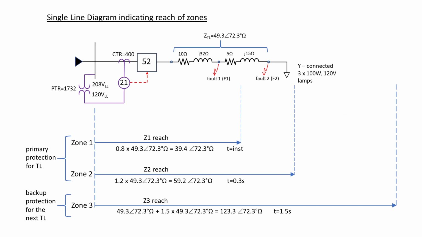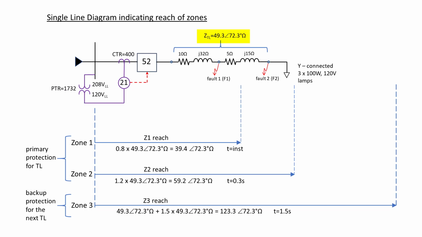So looking at the single line diagram, we can see we want to set up our 3 zones of protection. Looking up top, we can see that the CT ratio is 400 and the PT ratio we're setting at 1732. In reality, the CT ratio is actually 0.4 and the PT ratio is 1.732, but we scaled these up by a factor of 1000 just to get better resolution in our 321 relay for our metered values.